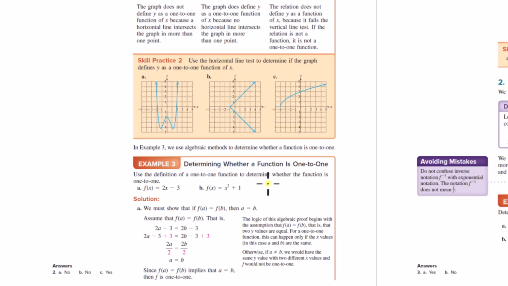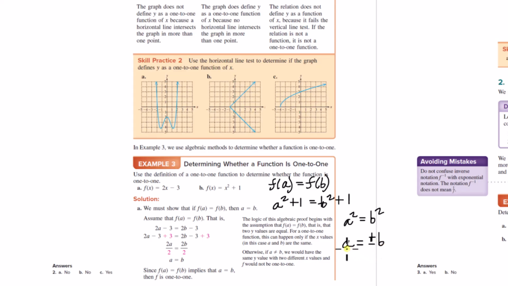Now here, let's assume that f of a is equal to f of b. That means we've got a squared plus 1 is equal to b squared plus 1. Subtract 1 from both sides: a squared is equal to b squared. Take the square root of both sides, and you get a is equal to plus or minus b.